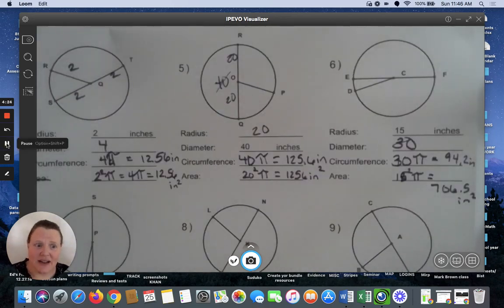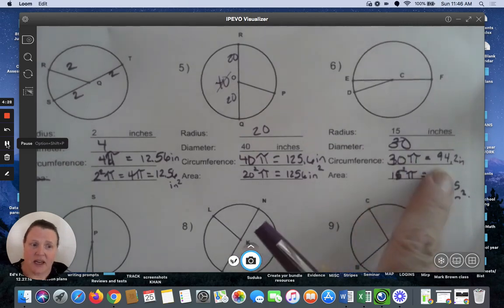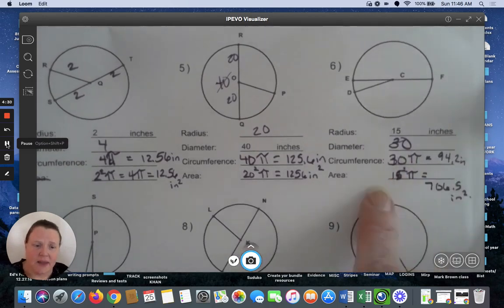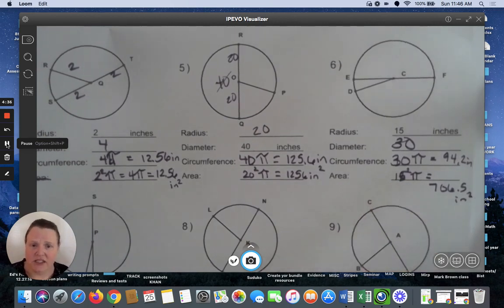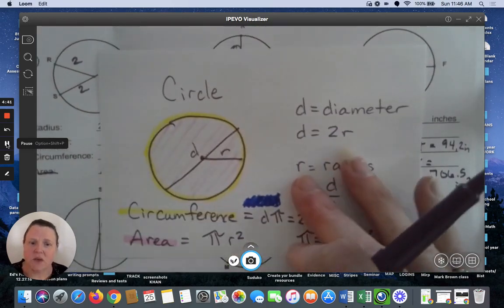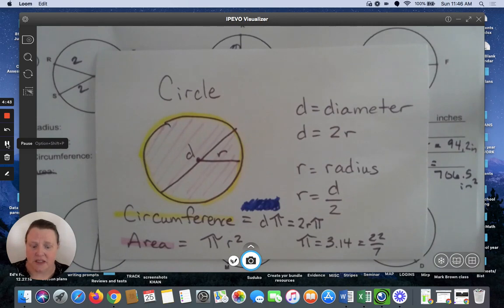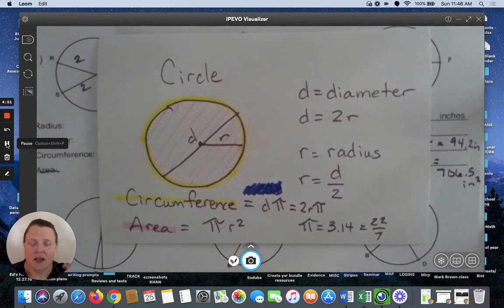So did you get it correct? We have 30 pi, or the diameter times pi gives me 94.2 inches. And then the radius would be 15 squared times pi, which would be 706.5 inches to the second power. So again, please remember your formulas. These are ones that as 8th graders you are expected to already know, and they are things that we use fairly regularly in our everyday life as a grown-up, knowing what the radius and the diameter of a shape is. So good luck.